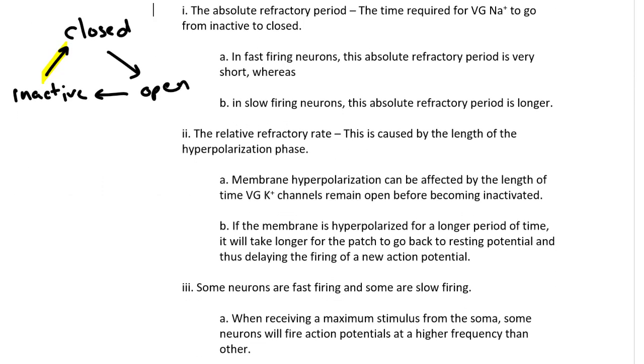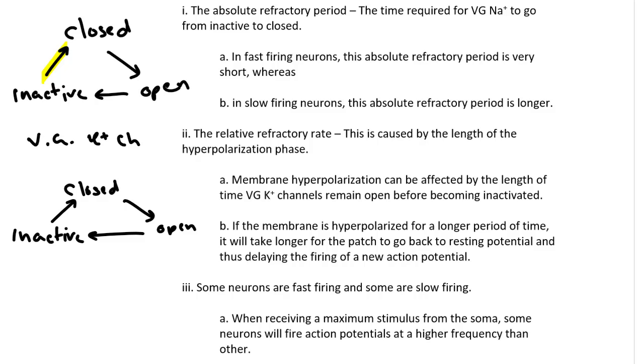The relative refractory period is caused by the length of the hyperpolarization phase. Membrane hyperpolarization can be affected by the length of time voltage-gated potassium channels remain open before becoming inactivated. So in this case, we're looking at voltage-gated potassium channels. And we said that they go closed, open, inactive. And then they go back to closed.